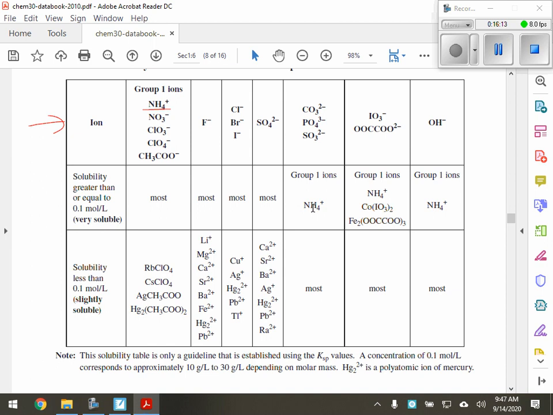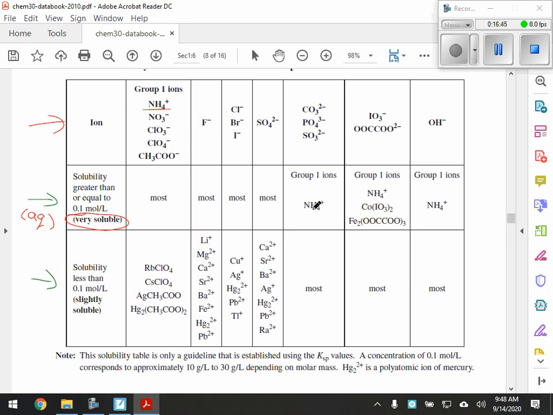Then we're going to look for the positive ion in either this row here or this row here. That's going to determine whether it's very soluble, which it says right here. If it says very soluble, we're going to put an AQ there, and if you want, you can write that on your periodic table. That means aqueous. So if it's very soluble, we call it aqueous.